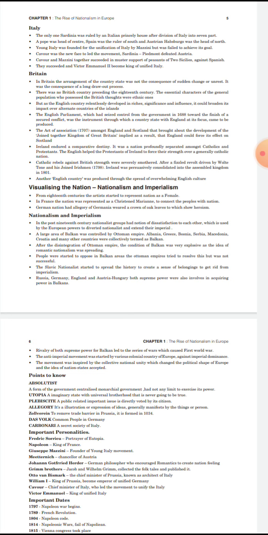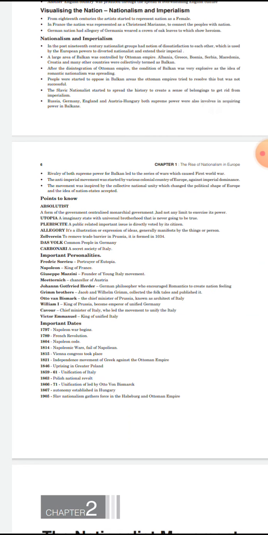So the rise of nationalism in Europe, and here they have given a glossary and some important dates. 1789, the French Revolution started. 1797, the Napoleonic War begins. 1804, the Napoleonic Code. 1814, the Napoleonic War, the fall of Napoleon. 1815, the Vienna Congress took place. 1821, the Greek independence movement against the Ottoman Empire started. 1846, uprising in Greater Poland. 1859 to 1861, unification of Italy. 1863, the Polish national revolt. 1866 to 1871, unification of Germany under Otto von Bismarck.